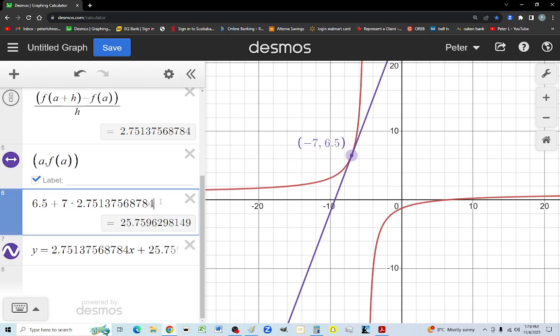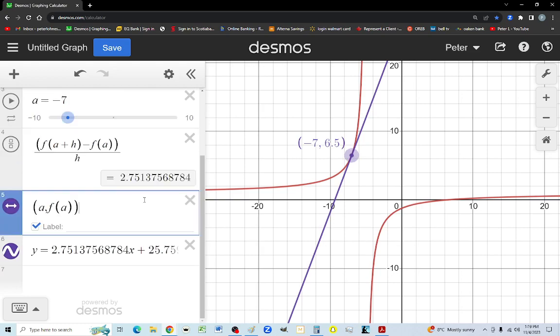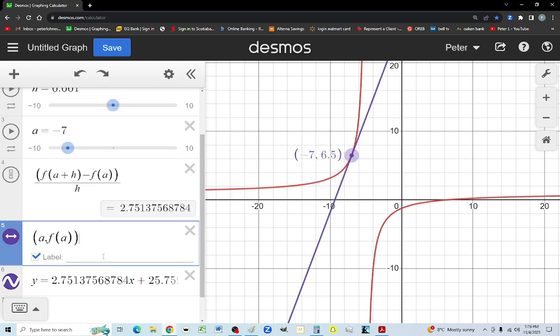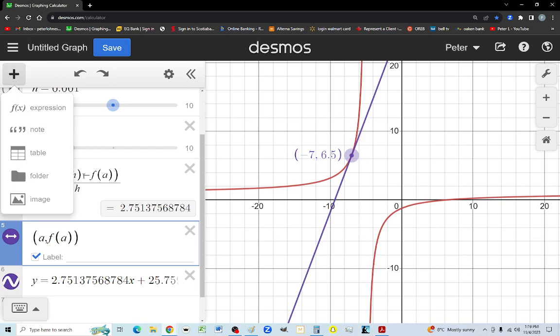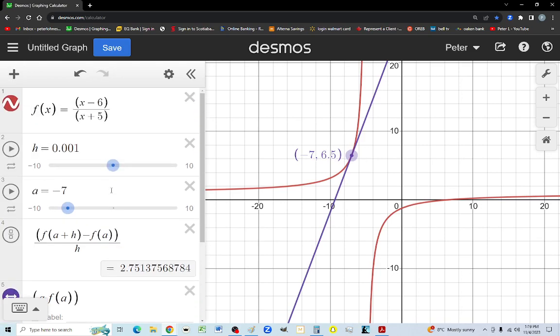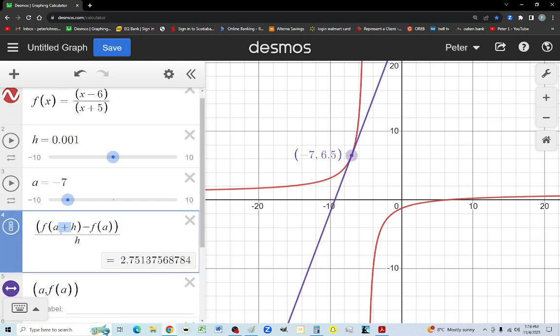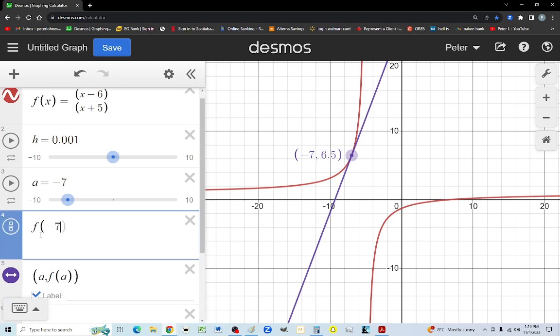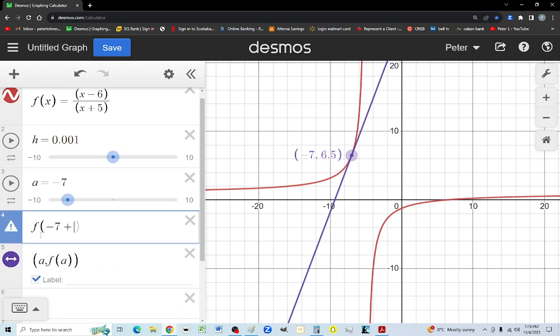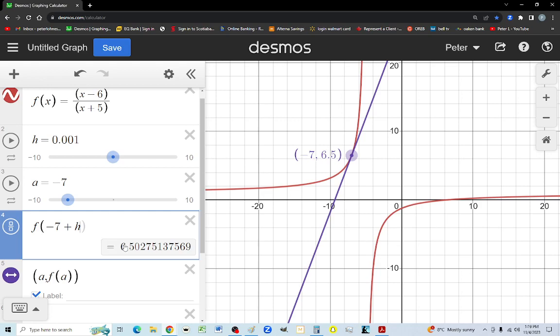Then I calculated my b by writing the... let's keep that in. Now let's go through it again, but this time with the actual values. So here I did minus 7 plus h. And here I just did minus 7. Now if you want to do it bit by bit, f of minus 7 plus h is this. So you could just take this.